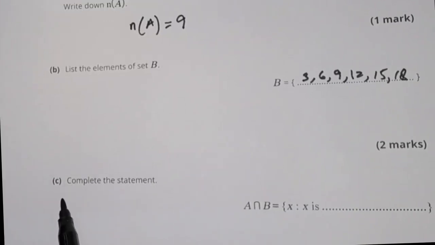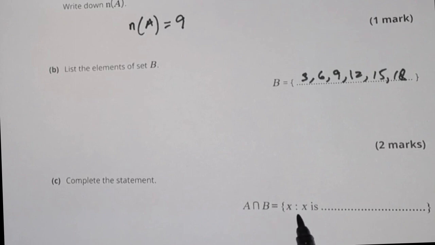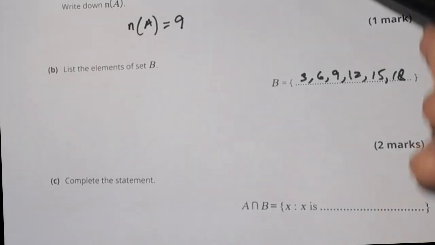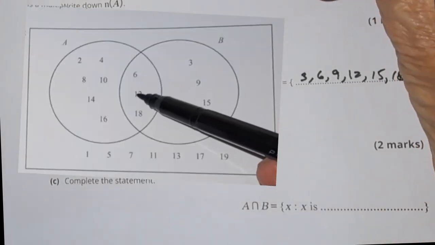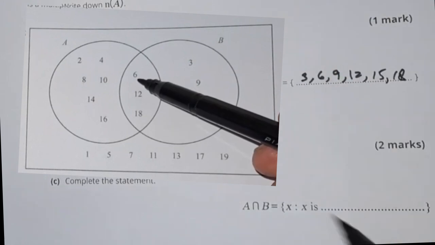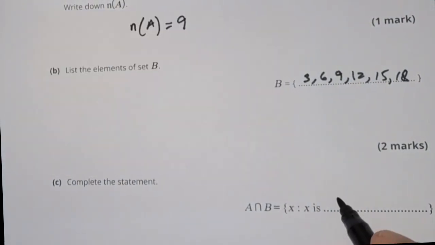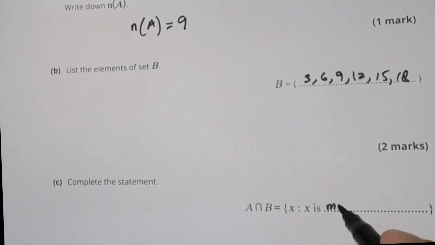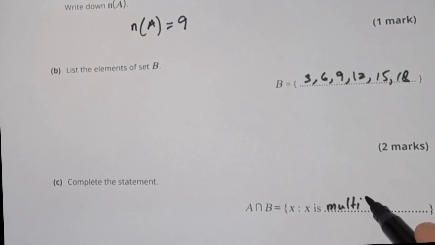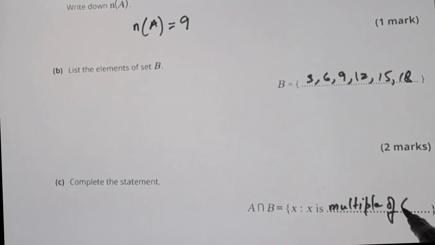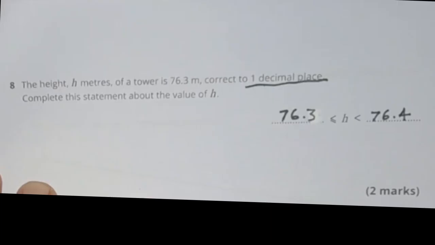In part C, complete the statement A intersection B, and then you have to fill in this. x is such that x is, when we look at A intersection B, this is A intersection B, and they are multiples of 6. So we write down multiple of 6.